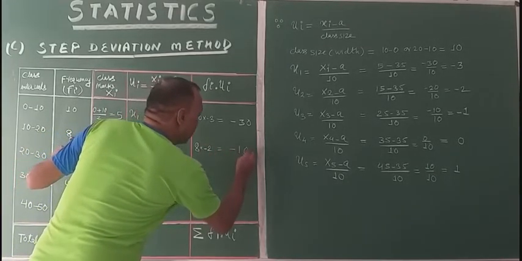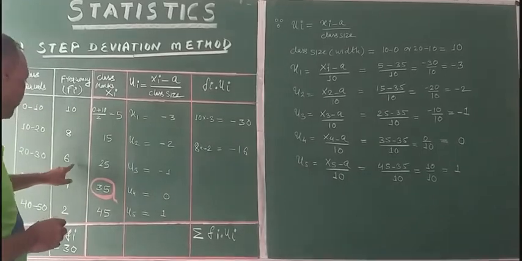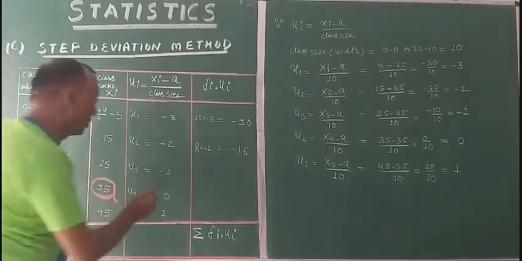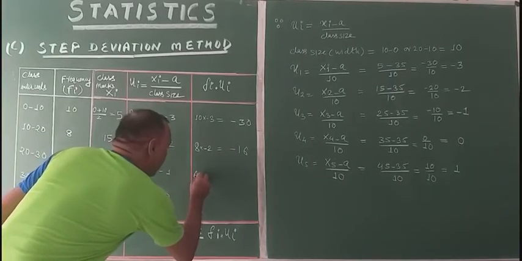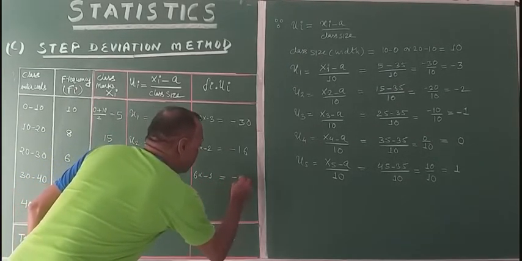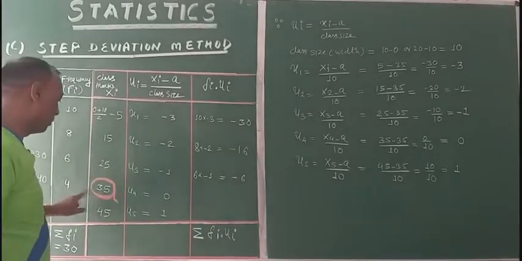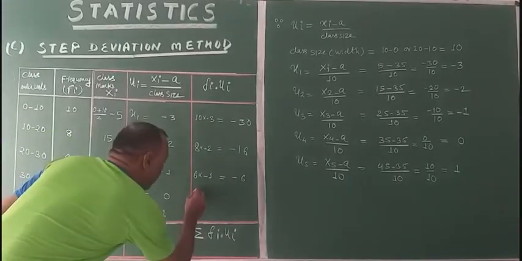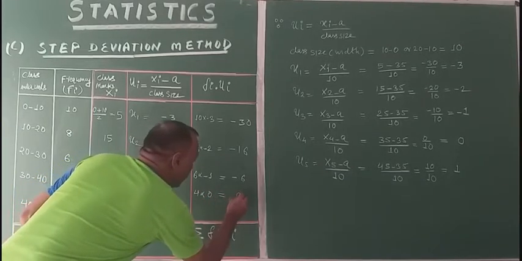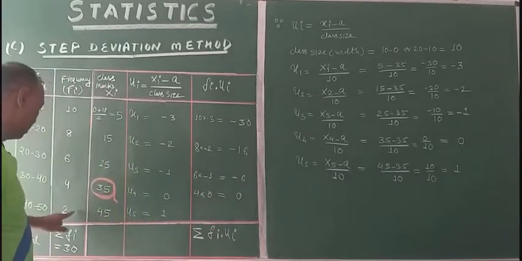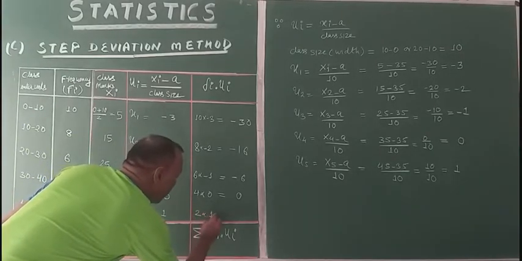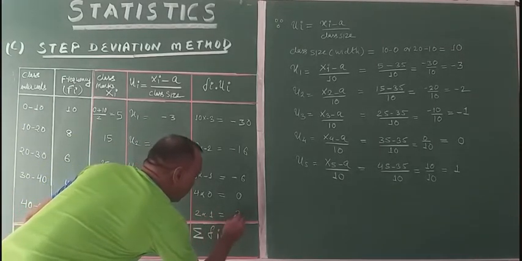Minus 16. Look at the third one. F3 is 6 and this is minus 1. 6 into minus 1 is equal to how much? Minus 6. Look here, this is 4 into 0, which is 0. And the last one is 2 into 1. This is 2.